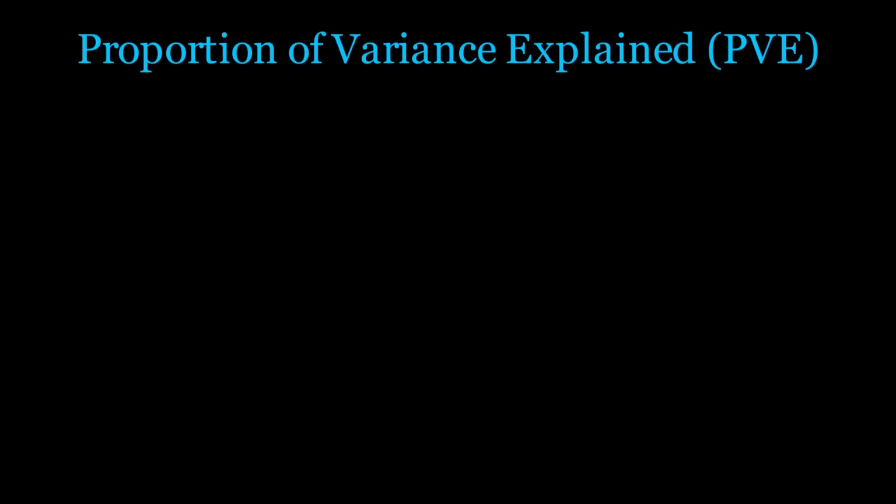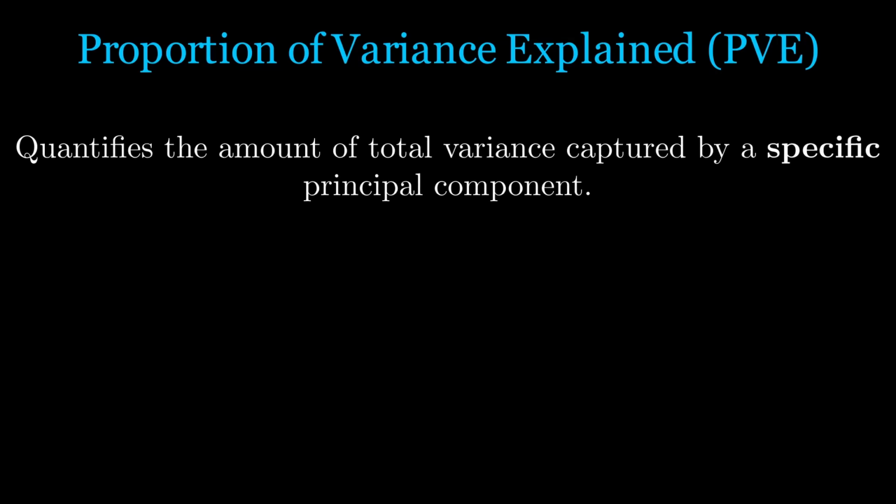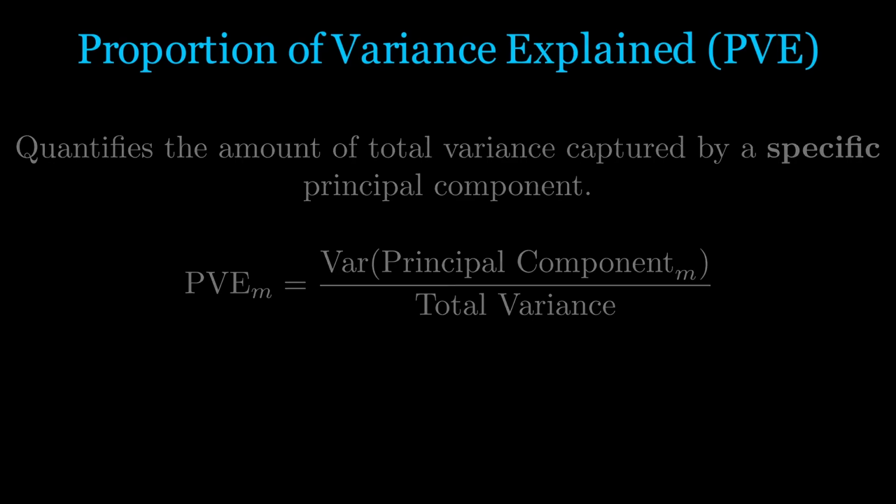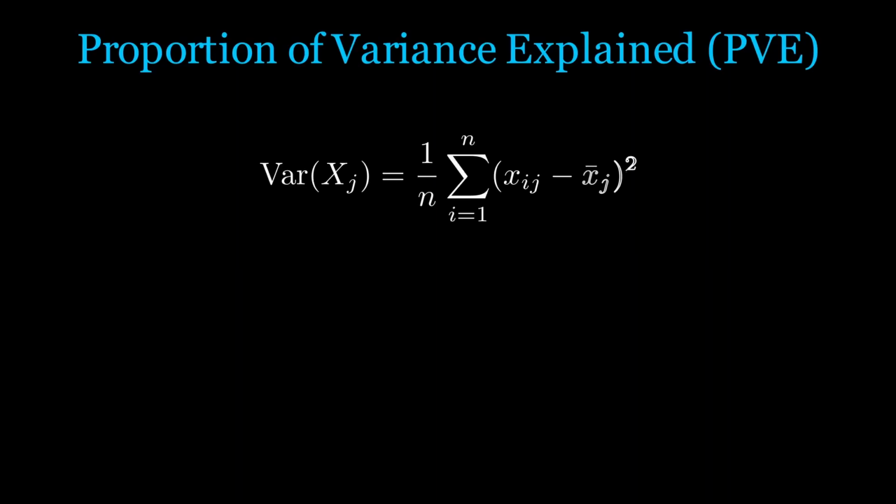Let's start off with the proportion of variance explained, or PVE. This metric quantifies how much of the total information, or variance, in the data is captured by a single principal component. It is essentially the variance of the mth principal component divided by the variance of all principal components. As we'll see later in the video, this will help us determine how many principal components to keep. But first, to understand this better, we begin with the general definition of population variance for a dataset.